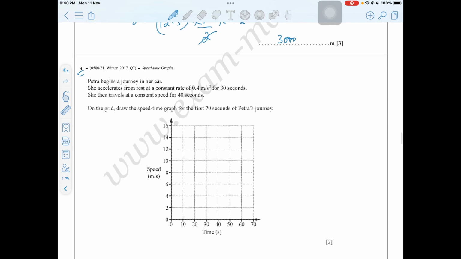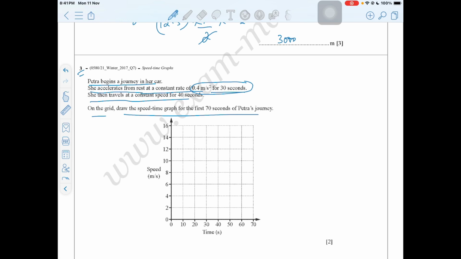Moving on to question number 3, we have Petra begins the journey in her car. She accelerates from rest at a constant rate of 0.4 meters per second squared for 30 seconds. She then travels at a constant speed for 40 seconds. On the grid, draw the speed time graph for the first 70 seconds. So for the first 30 seconds, it accelerates at 0.4 meters per second squared.